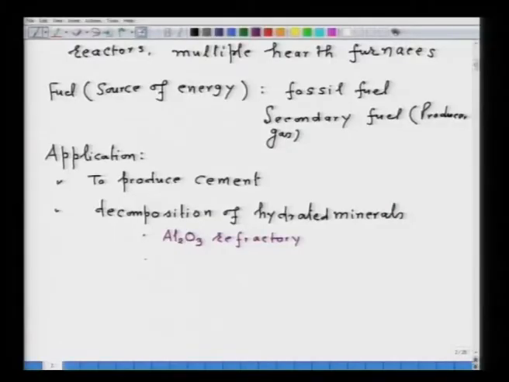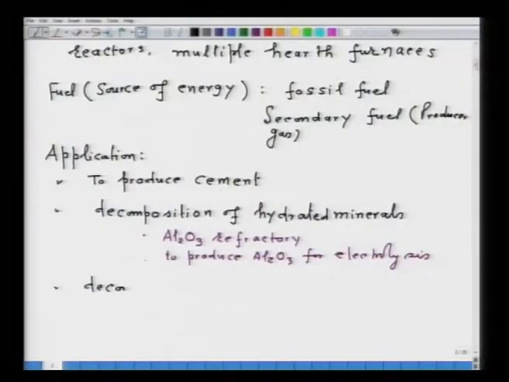So, one of the purposes could be to produce alumina refractory, and another purpose could be to produce alumina for electrolysis in Hall Héroult cell, as all of you know, because that Al2O3 should be anhydrous. Otherwise, there is an evolution of hydrogen, and you will be consuming a large amount of electrical energy to produce aluminum if you do not remove water from alumina.